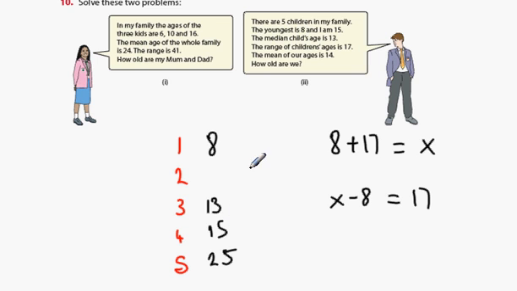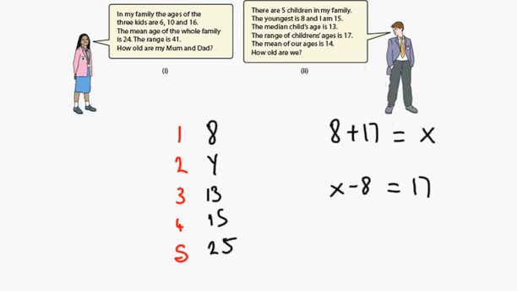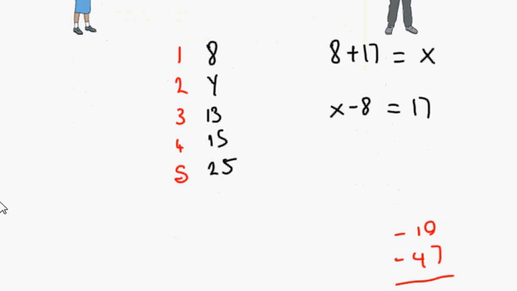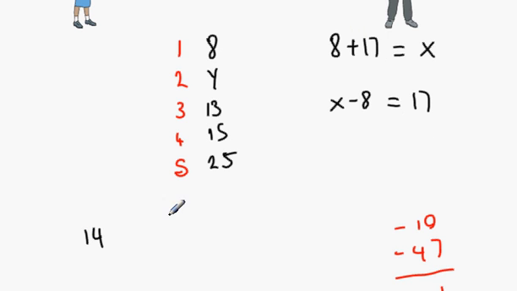And now you have to find out what is the age of the second person. The second person we're going to call Y. So what we can do here is, we know that the mean of the age is 14. 14 is the average. There's 5 people. This means all their ages add up to 70. Okay? And because all the ages add up to 70, all we've got to do now is take away the other ages.